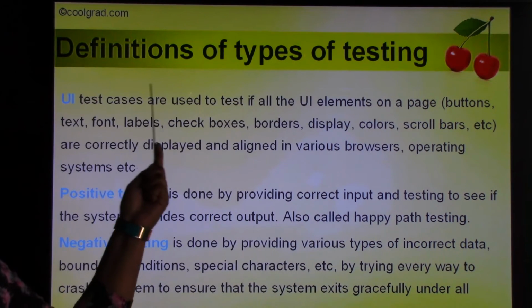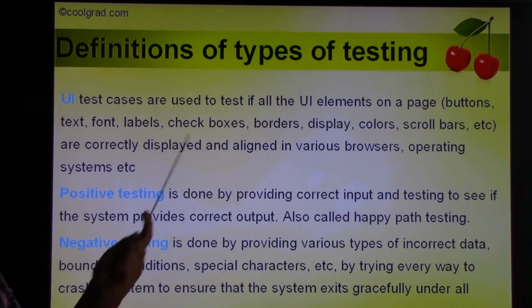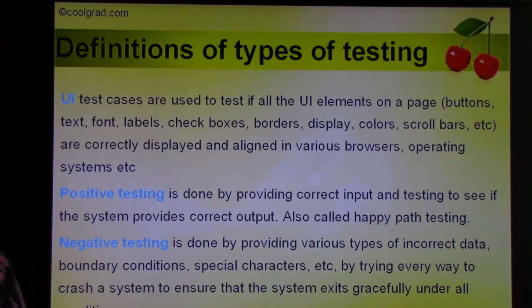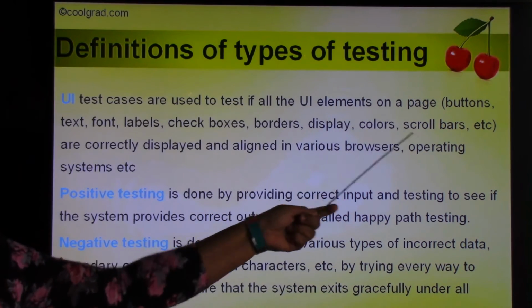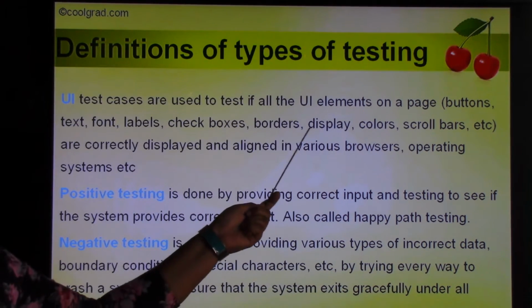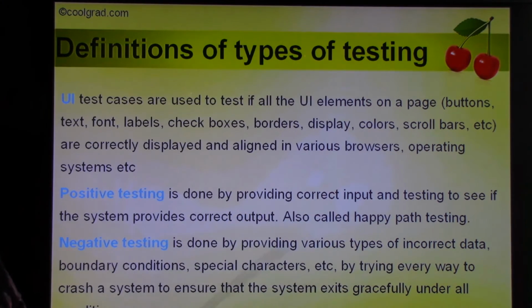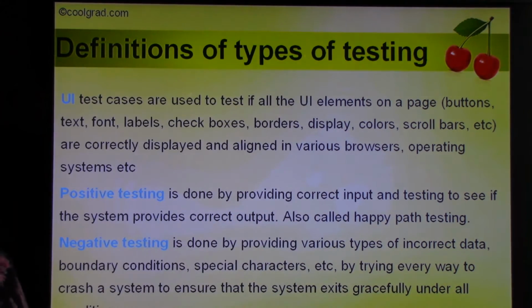So we're going to talk about some definitions of the different types of testing. User interface test cases, UI test cases, are used to test and make sure that all the UI elements on a page, that is the buttons, text, font, labels, checkboxes, borders, display, colors, scroll bars, all these are correctly displayed and aligned in various browsers, operating systems, and other parameters.